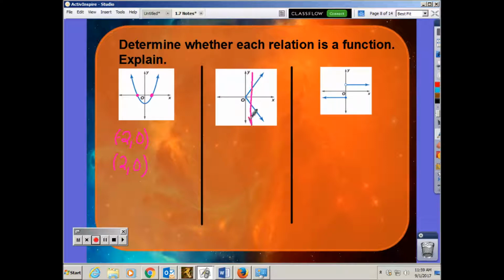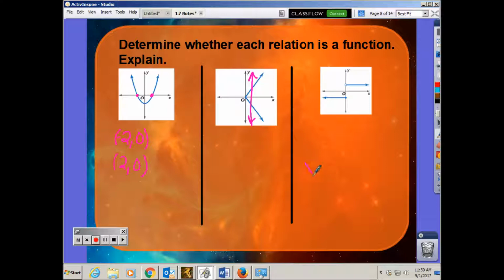This. Oh, he failed. What test did he fail? Vertical line test, he failed. Okay? This one. This is a closed dot, which means that this includes 0, correct? This is an open dot, which means it does not include 0.